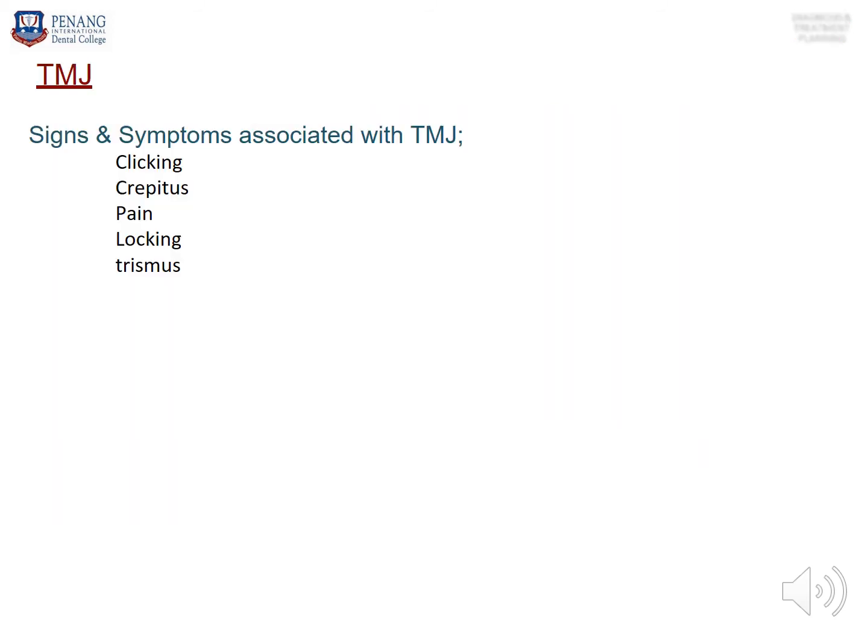Okay, once you finish checking for the sagittal, vertical, and transverse relationship of the hard tissue during your extraoral examination, don't forget to check for the TMJ, the temporomandibular joint. You need to palpate the temporomandibular joint and ask the patient to open and close their mouth slowly. You need to check for any sign or symptom of clicking, crepitus, any pain, any locking, and any trismus.